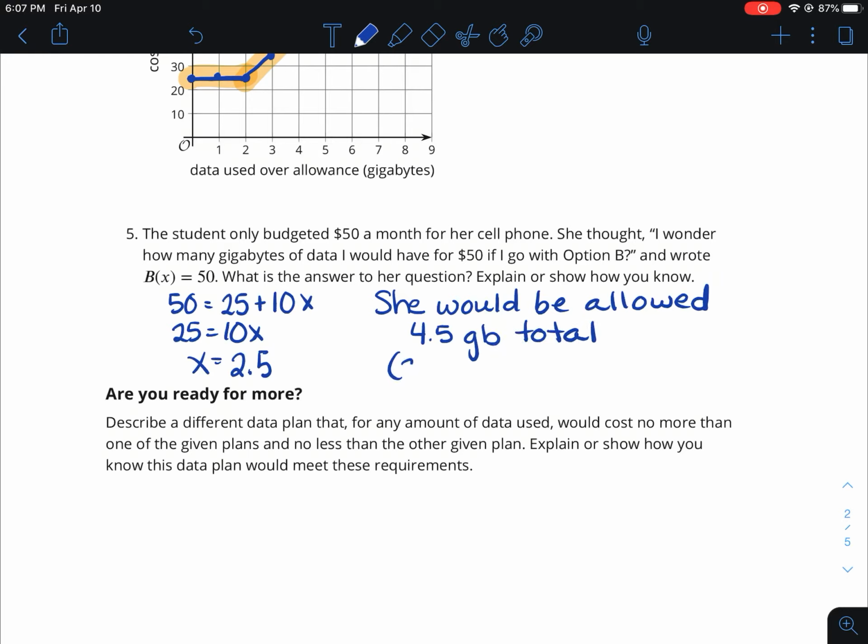Okay, so it's the 2 that are included plus the 2.5 extra that she pays for at that rate. All right, that is 5.2.